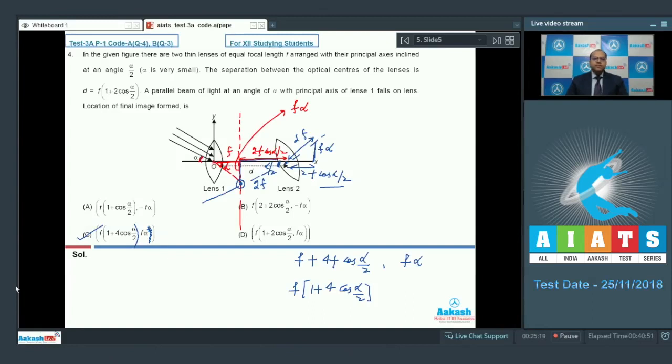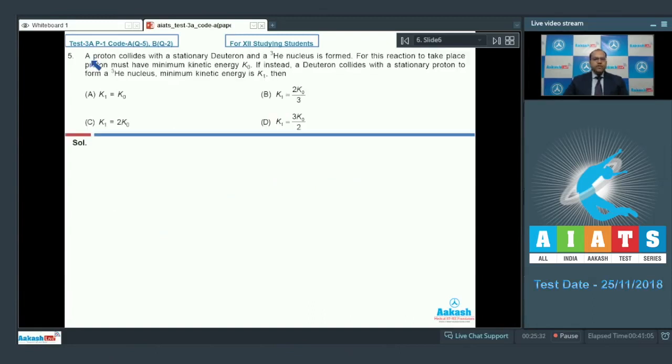Let's move to question number 5. In question number 5, a proton collides with a stationary neutron and a helium nucleus is formed. For this reaction to take place, the proton must have minimum kinetic energy K0. If instead a deuteron collides with a stationary proton to form a helium nucleus, the minimum kinetic energy is K1. Then we have to find out the relationship between K1 and K0.